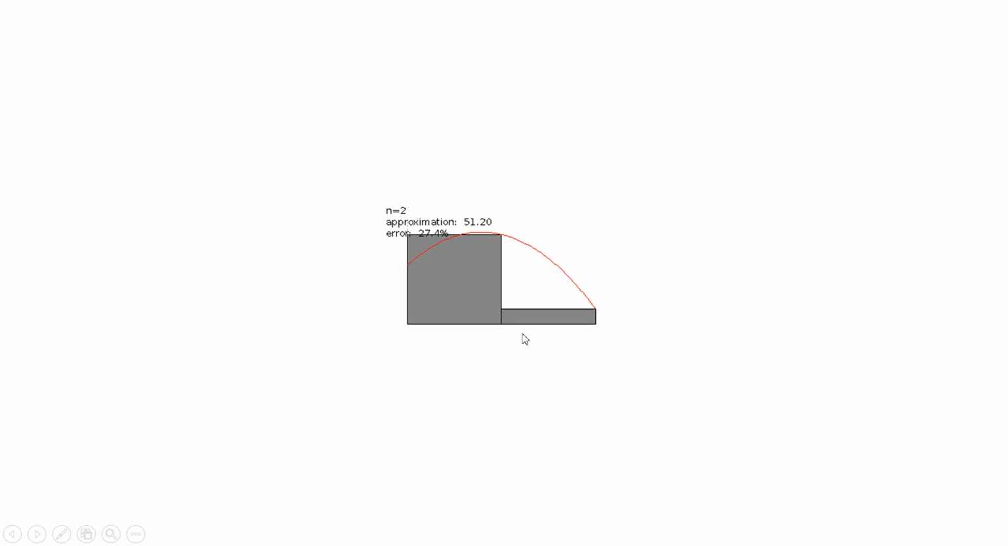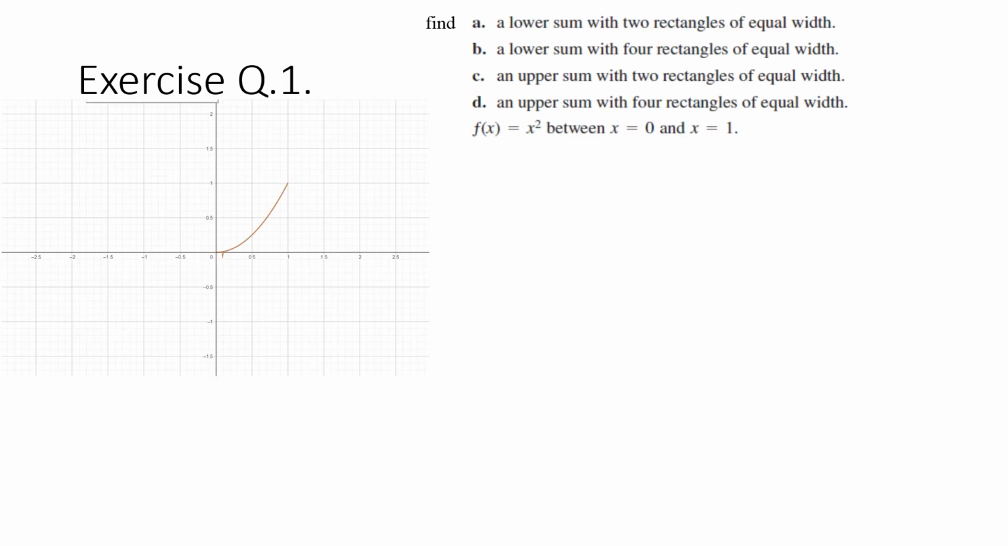Now again, this is another figure which shows approximation and error as well, and you can see as the number of rectangles increases, error decreases. See, and 0.5% error finally we have. Okay, let's have a deep understanding of the method with the help of a question.